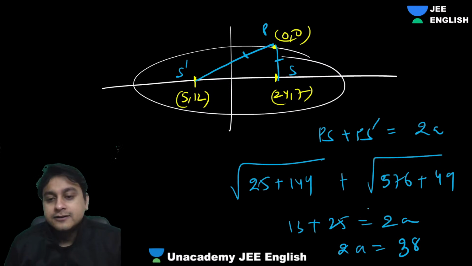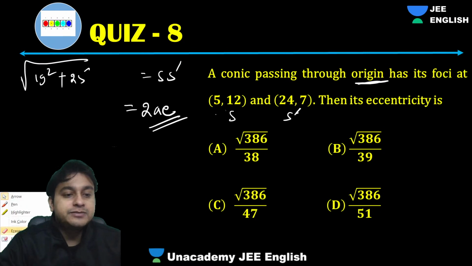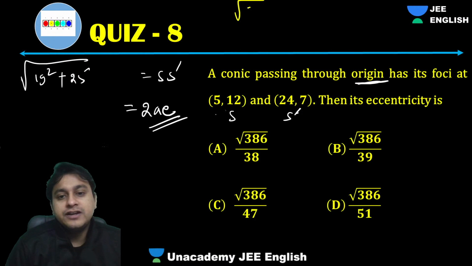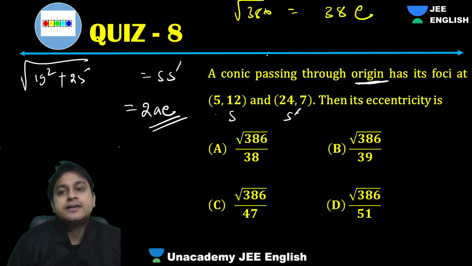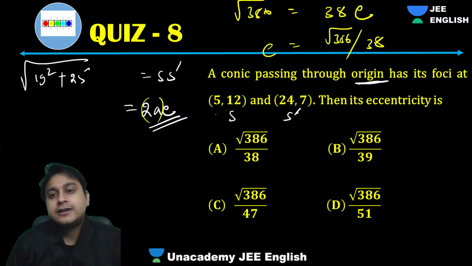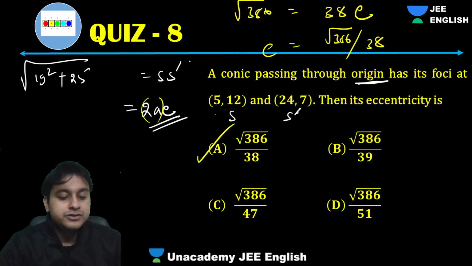This is coming as 38. Now guys, we can put the value of 2A here. The root of 386 equals 38E, where I just put in the 2A value. So E will be root of 386 by 38. Simple. Right, everyone? Easy question. So now next, let's move ahead.